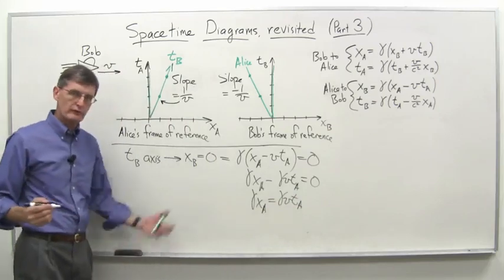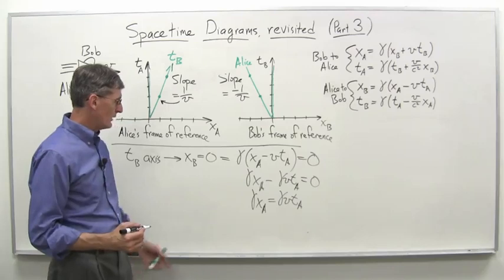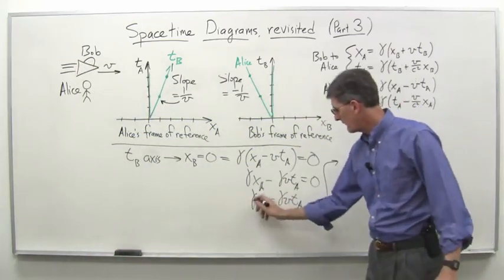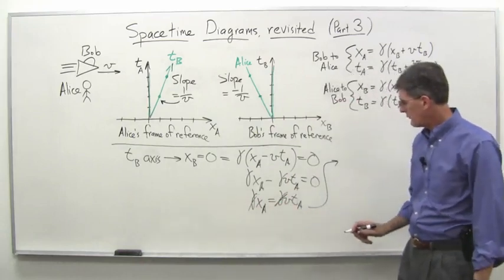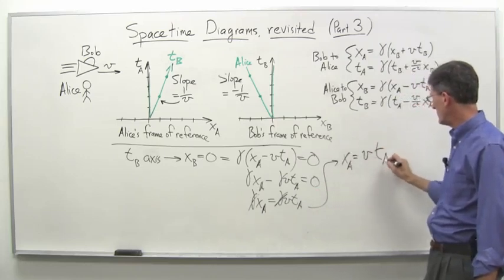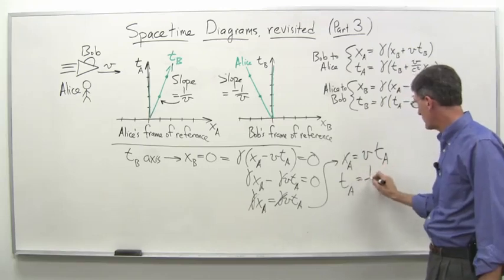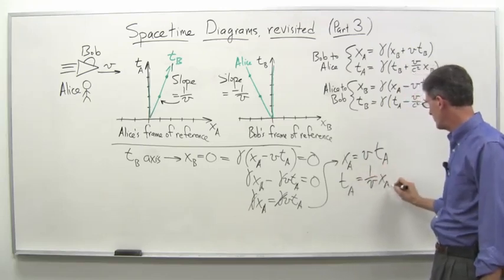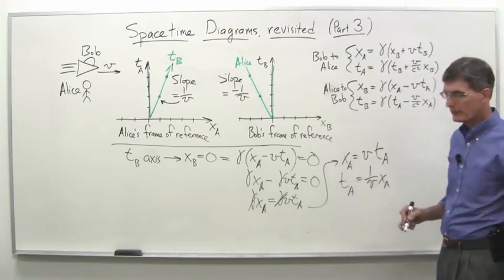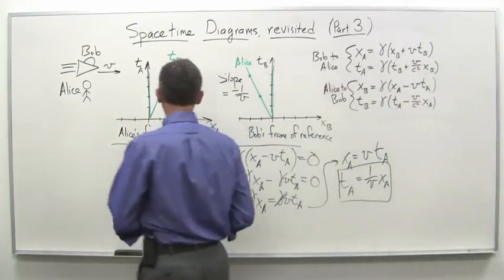Those of you who've done a fair amount of algebra recently, you can jump ahead and see this in your head already. But what's our result then from this? Well, the gammas cancel. We have a gamma on each side, so we can get rid of those. And we're just left with XA equals V TA, or another way we can write that is TA equals 1 over V times X sub A. Just divide each side by V and switch the order there.